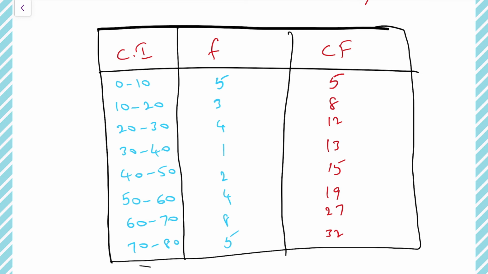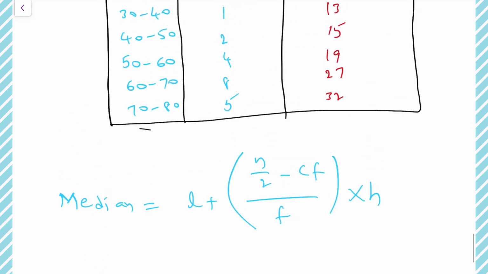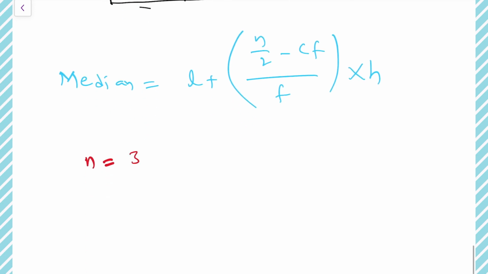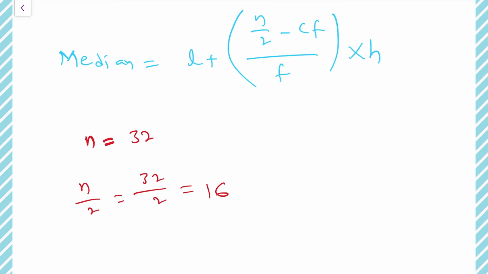Okay, now first let us write the median formula, so that we will get to know what is missing and what is there. Median formula is L plus N by 2 minus CF by F into H. So before going to find out what is L, CF and F, first let us focus on the N value. N value is nothing but the last number in the CF, that is 32. So N value is 32, but we don't want N, right? We want N by 2. So N by 2 is equal to 32 by 2, which is 16. So N by 2 value is 16. This 16 number is important for us.